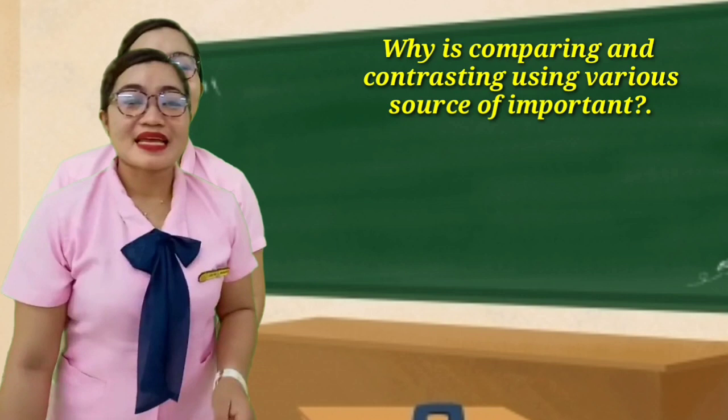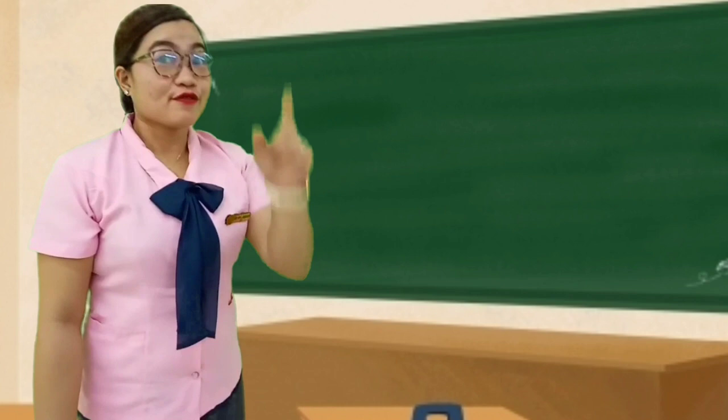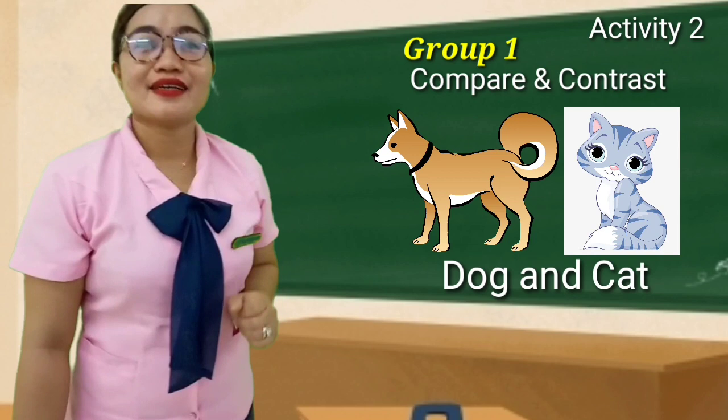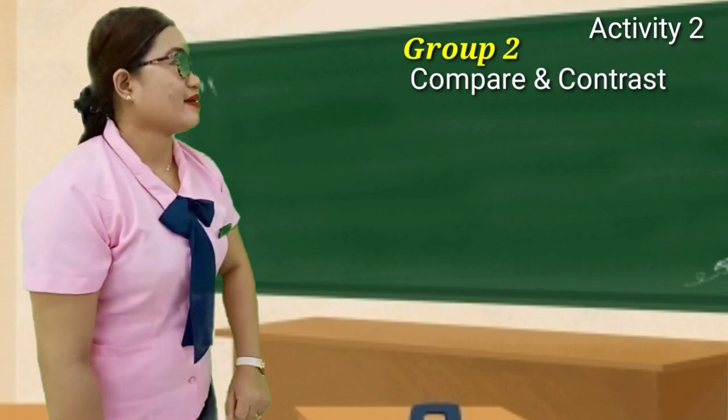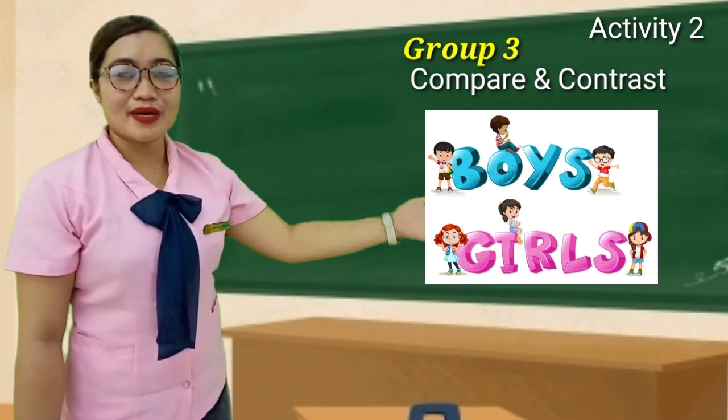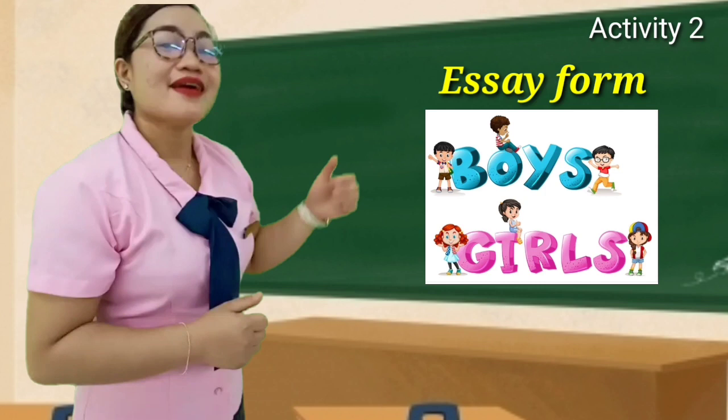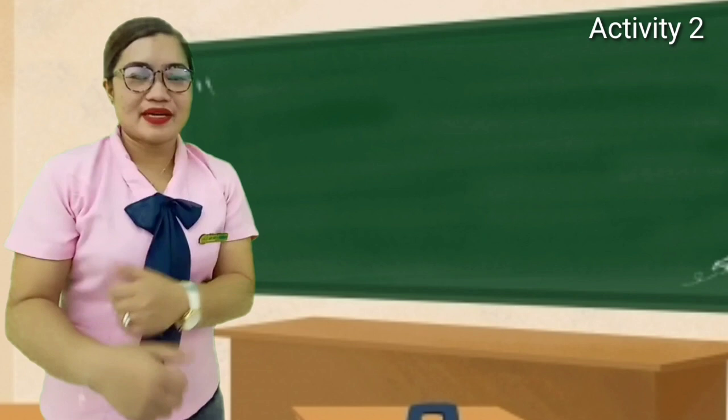Great job! Since everyone understands, let's have an activity. For group one, you have to compare and contrast the dog and cat. For group two, you have to compare and contrast the plastic bag and paper bag. And for group three, you have to compare and contrast the boys and the girls. But for group three, you have to write it in essay form. Alright? Very good. Time starts now.